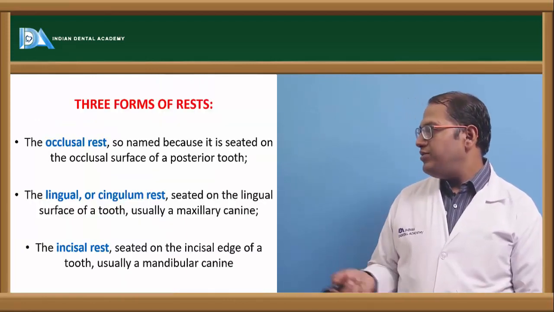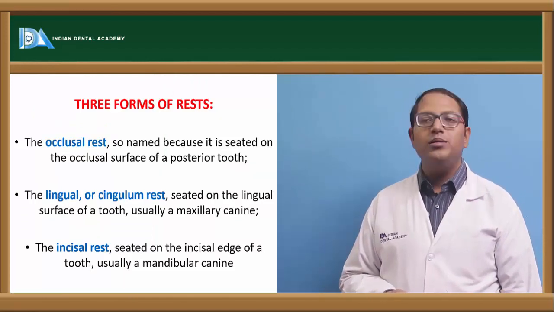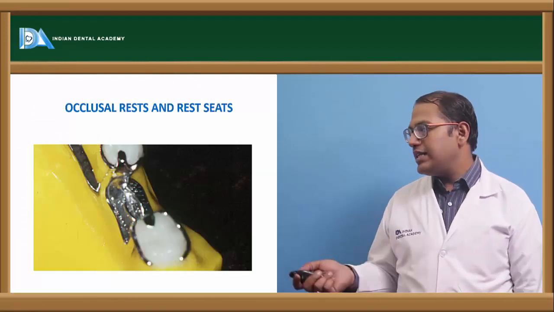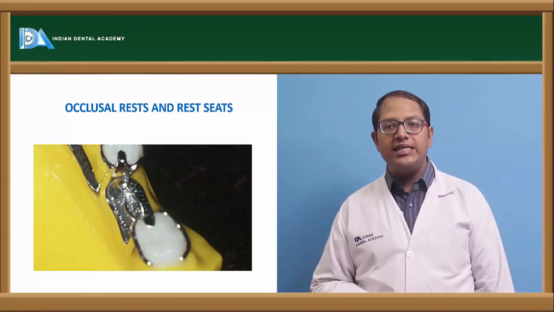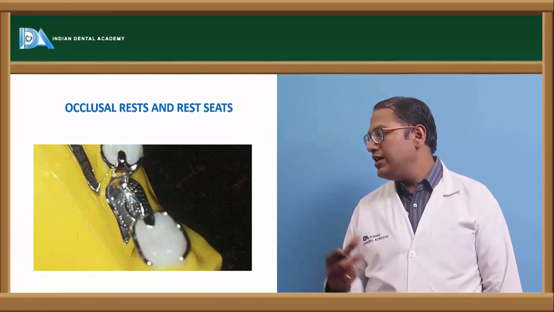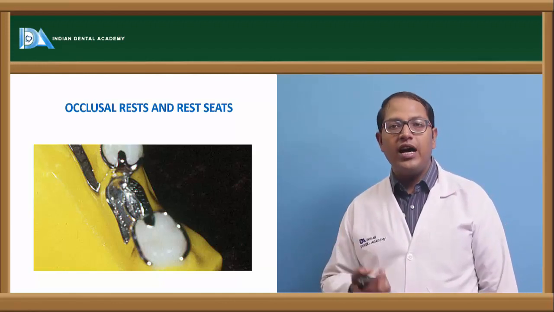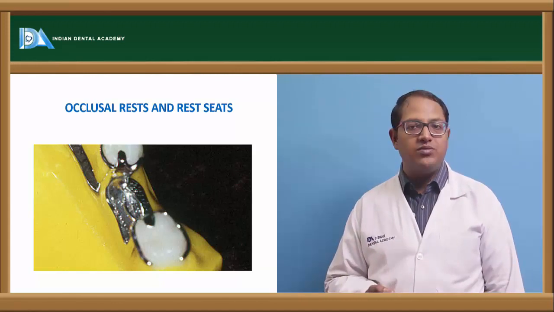So the three forms of rest that I told you: occlusal rest, lingual or cingulum rest, and the incisal rests. These are the examples of occlusal rest and rest seats. When the occlusal surface of the tooth is occluding, the rest should not interfere with the occlusion. So checking for the high point even after providing the occlusal rest is very important.